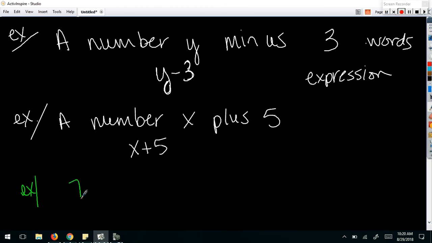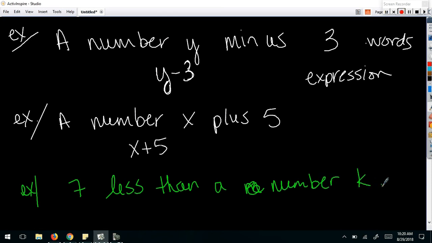What if I said 7 less than a number K? 7 minus 3K? She said a number K. No, this is 7 minus K. Let me tell you this a different way. I have $7 less than you.